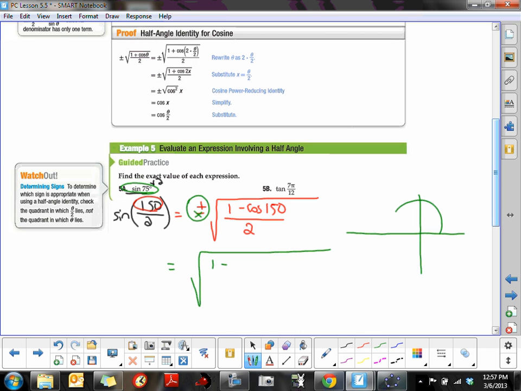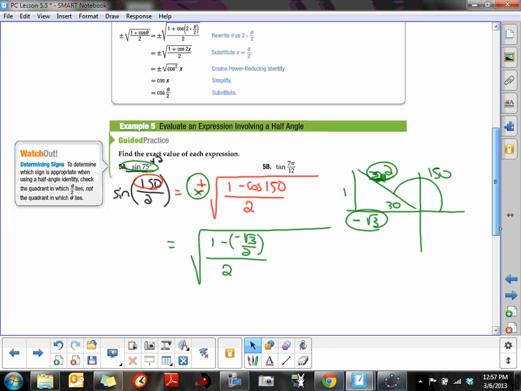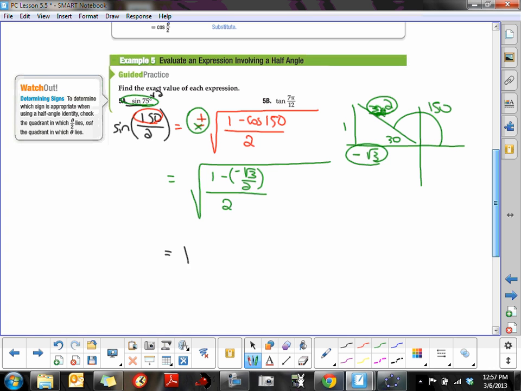If we do a 150 degree angle, that means our reference angle is 30 degrees. Opposite the 30, there's our square root of 3. There's our 2, not 21, but a 2. What I need is the cosine, which is adjacent over hypotenuse, which would be your 2. So it's 1 minus a negative square root of 3 over 2, and that's all over 2. The minus and negative becomes a positive, so it's the square root of 1 plus the square root of 3 over 2, all over 2.